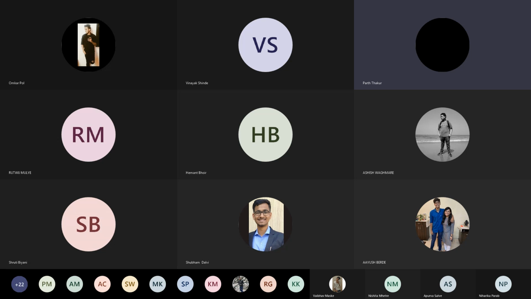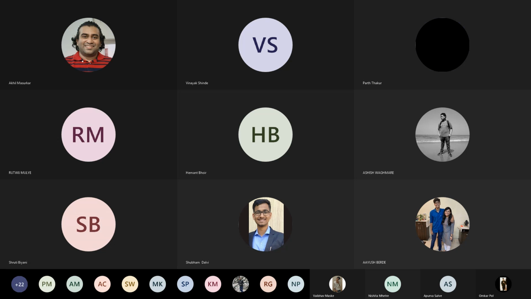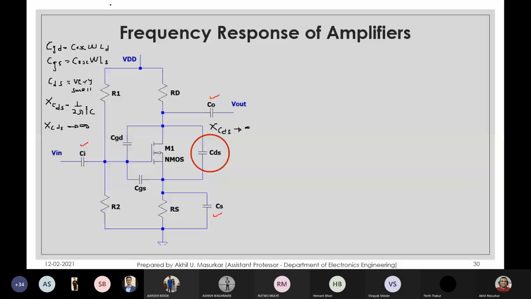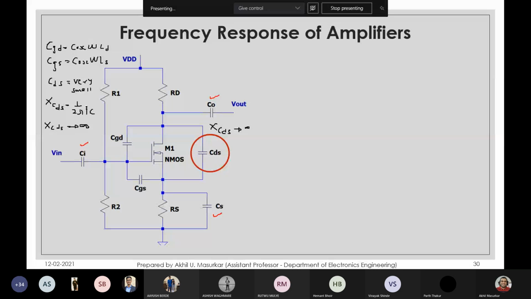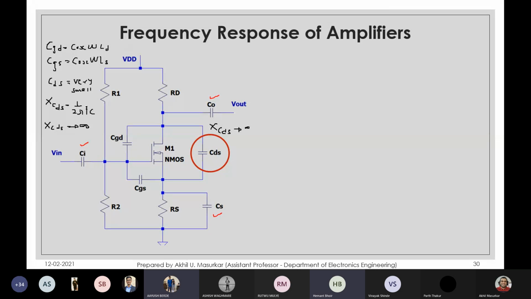There was network disconnection from my side, and I am back now. Let me share my screen again. Okay. So, can somebody just confirm for the record that you can see the screen? Yes, sir. Yes, sir.